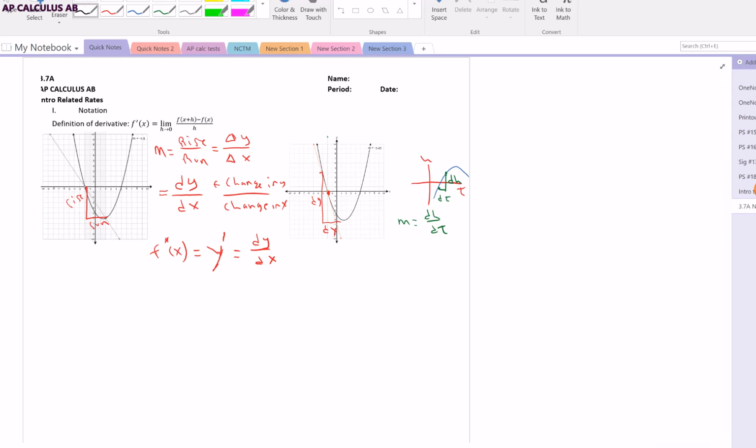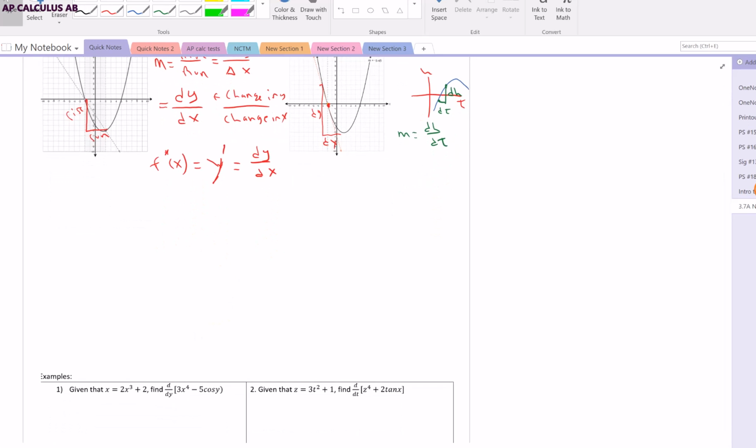Okay, so continuing along those lines, we've been seeing this notation a lot, which is d/dx of something. And remember what this means. This means take the derivative with respect to x.